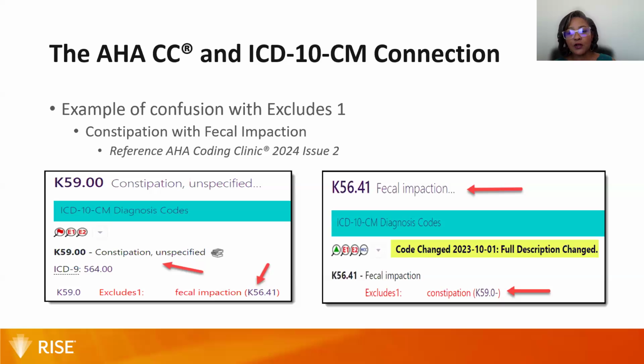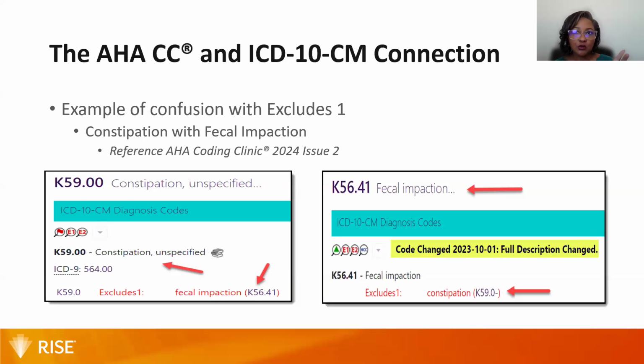But you could see where there could be some confusion, because if you're working in complete code capture, you may not be sure which to code, so you don't code either one because of that Excludes1. You don't capture anything. So that would be an indication of undercoding. What if you weren't sure and you coded both because the provider documented that they had both? That would now be overcoding. So Coding Clinic has stepped in to advise which one is the appropriate one.